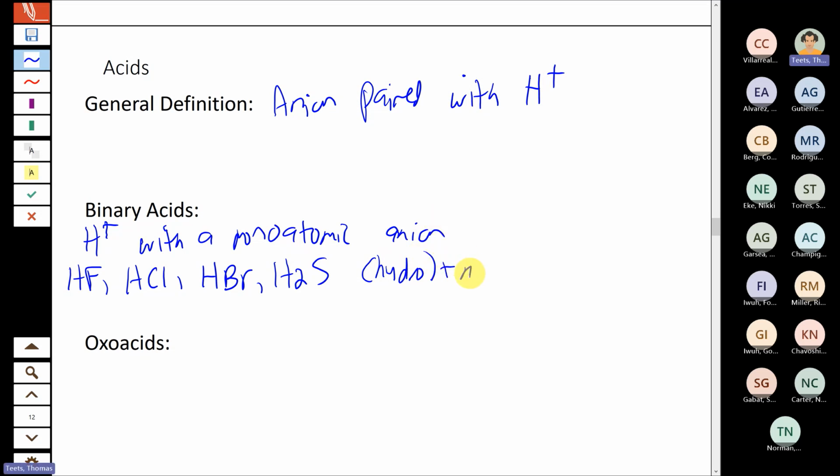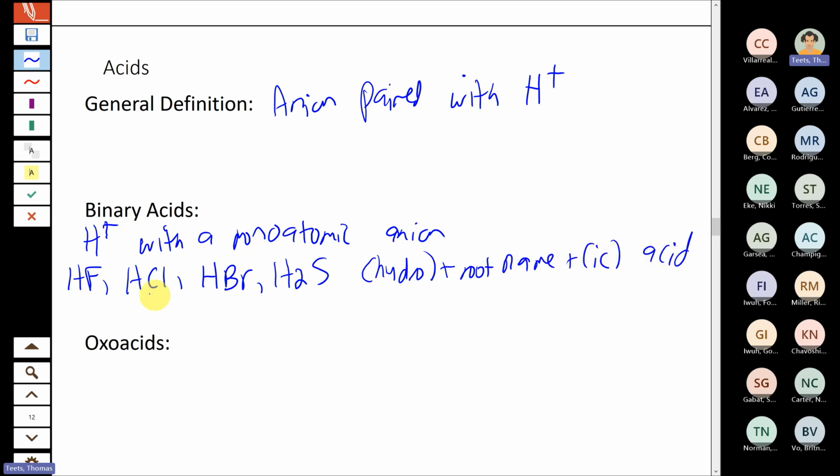Then you have the root name of the anion, so that's whatever element the anion comes from. This is fairly complicated, there's three parts to it. Then you change the ending to IC for the anion, and then a separate word, acid. So it's hydro, the root name of the anion, which is the element that it comes from, you change the name of that to IC, and then it becomes acid.